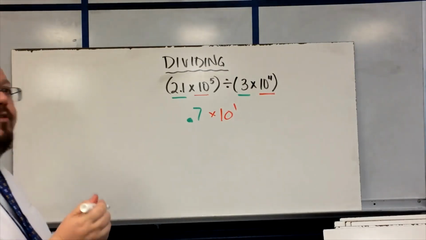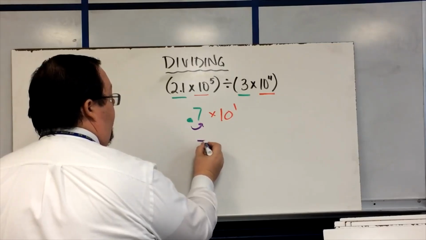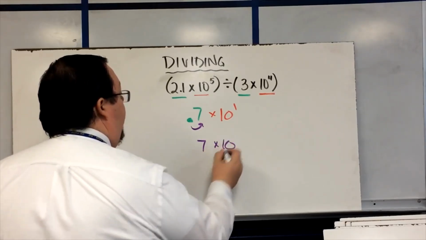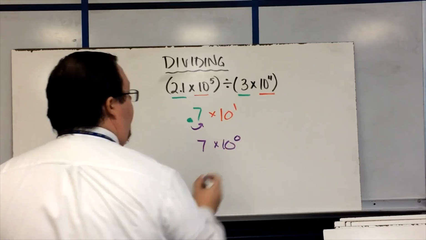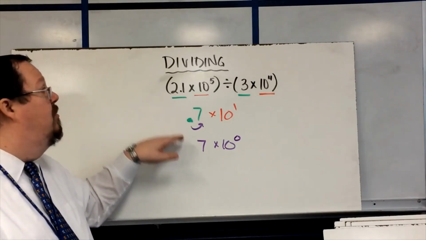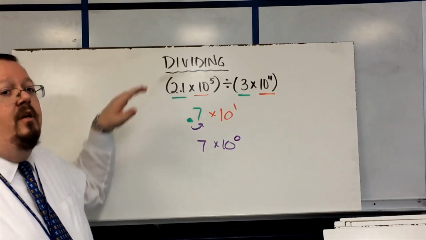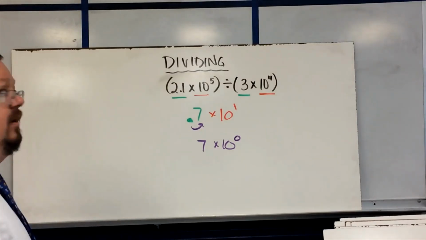But our answer's not in scientific notation. We need to move it 1 place. It was 1 place smaller, 1 smaller than 1, 10 to the 0. Yeah, that's really just 7, but if our problem was in scientific notation, our answer should be in scientific notation. Have at it.